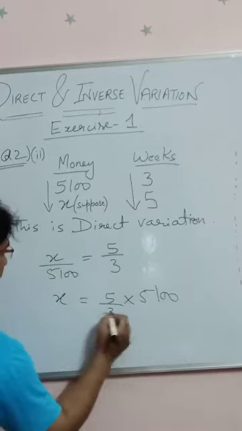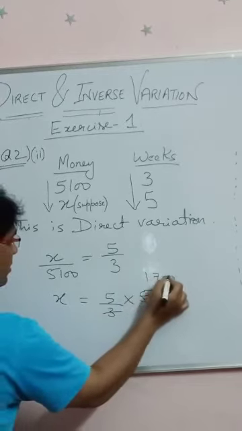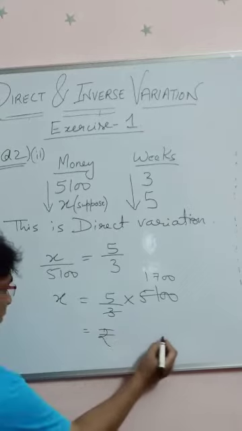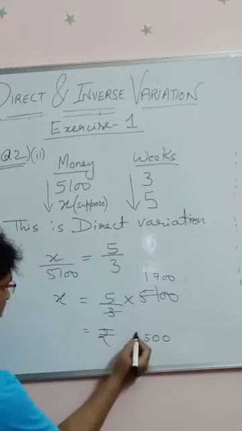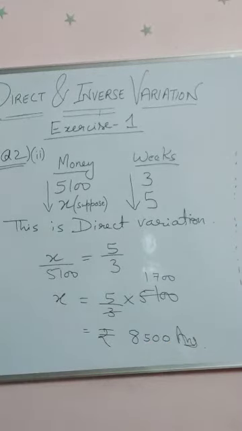What happens now? 3 ones are 3, 3 sevens are 21, 00. Now the final answer will be in rupees. 5 into 0 is 0, 5 sevens are 35, 5 ones are 5 plus 3 is 8. So the answer should be rupees 8500.